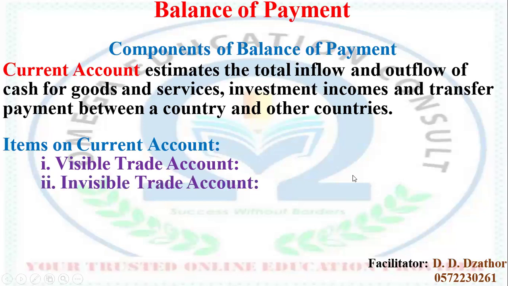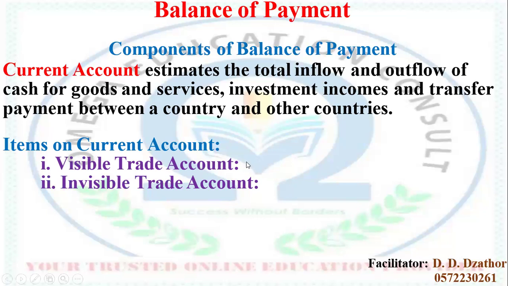Then we have the invisible trade account, which captures only invisible products, which we call services. So in this case, we are looking at the relationship between the total amount of money that we get for exporting invisible goods and the amount of money that we pay for importing invisible goods. If we find the difference, then we get the invisible trade account. So we're going to look at each one of them. The visible trade account talks about only visible goods. The invisible trade account talks about only invisible goods.